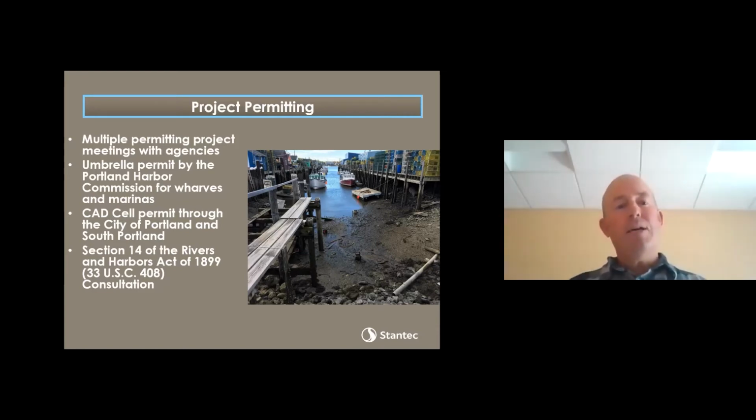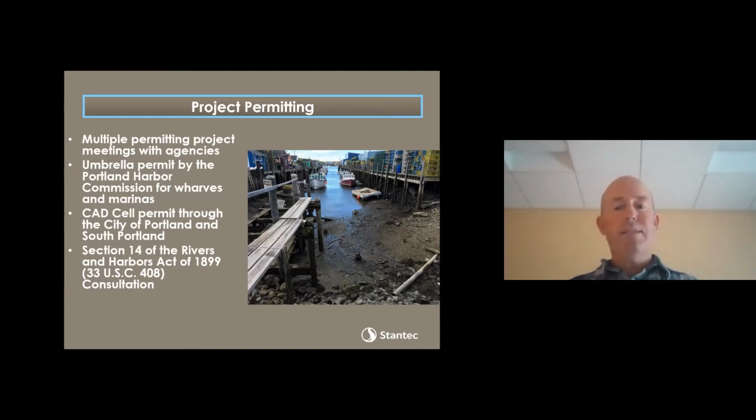The CAD cell was permitted through the city of Portland and South Portland, so they will hold that permit for the CAD cell. And I should note that for the dredging, we have a proffered permit, and we expect probably a full permit this week. So the project will be fully permitted for both the dredging and the CAD within weeks.